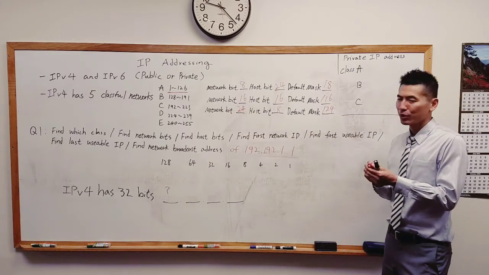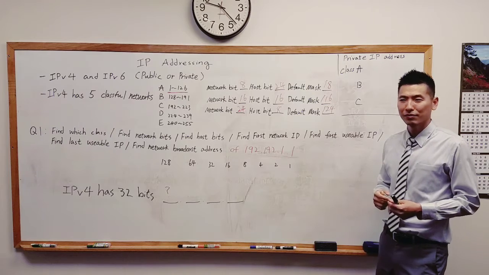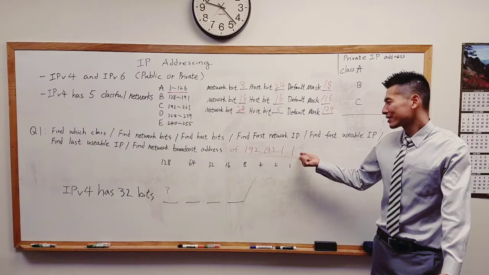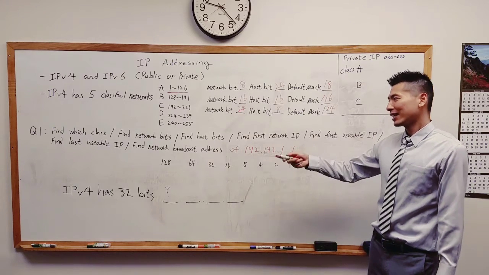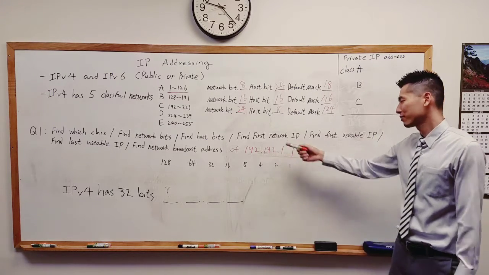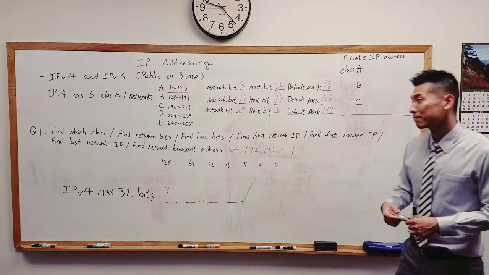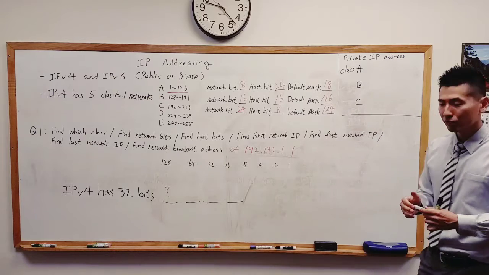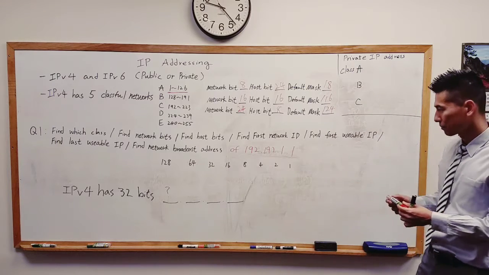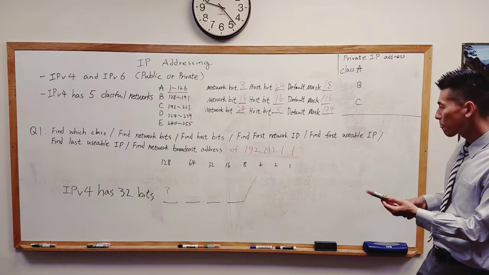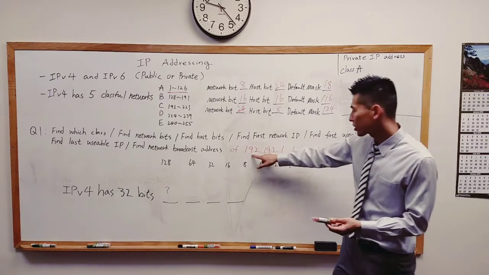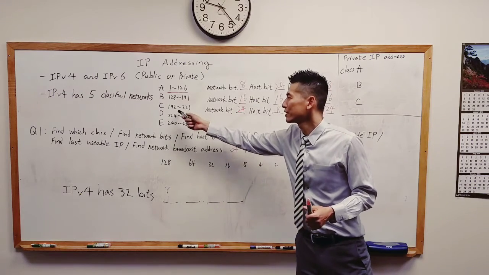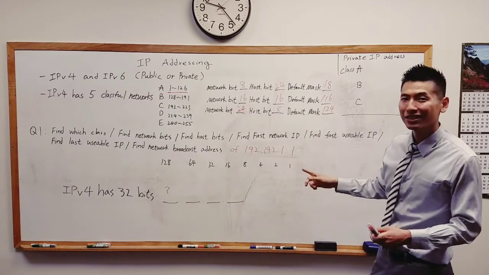Now, I've always said that the best way to understand something is to do a question, problem solving. So here's a question. We're given this IP address. I want to know which class, find the network bits, host bits, first network ID, first usable IP, last usable IP, and also find the network broadcast address. Assuming there's no subnet, and this is a classical IP address. So we will first look at the first octet, 192. 192 falls between 192 through 223 for the class C. So this is going to be a class C network.